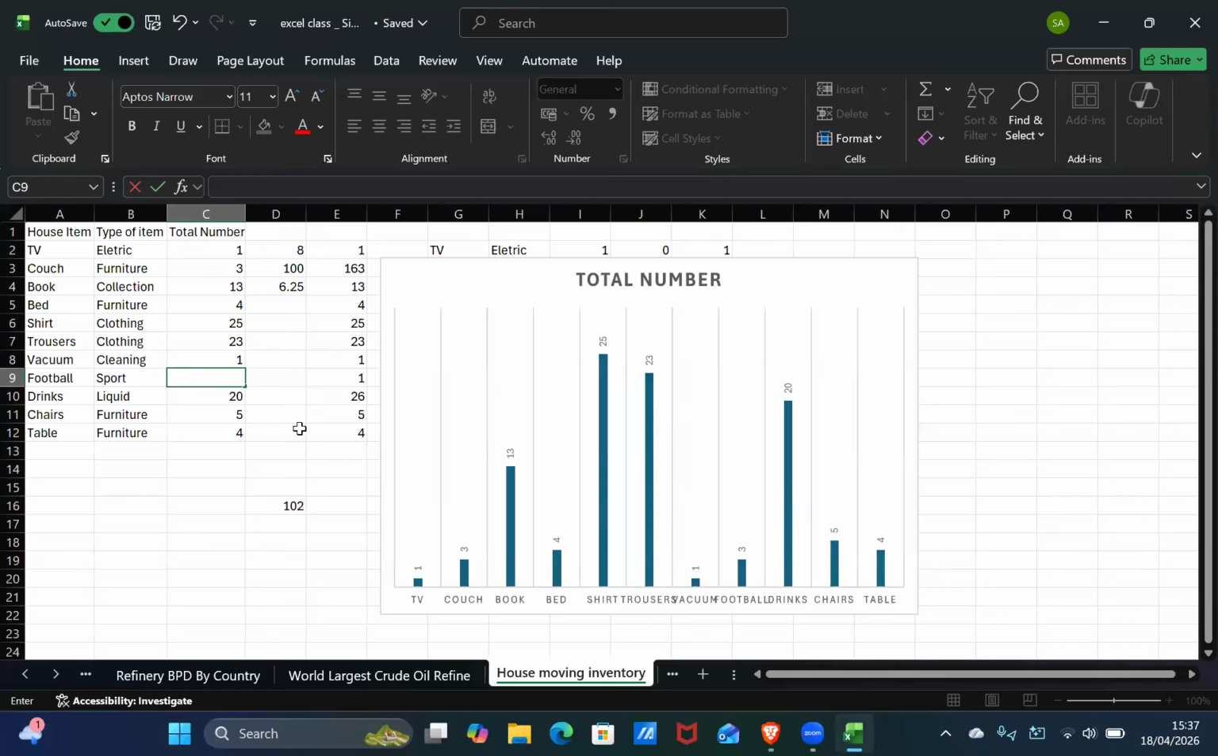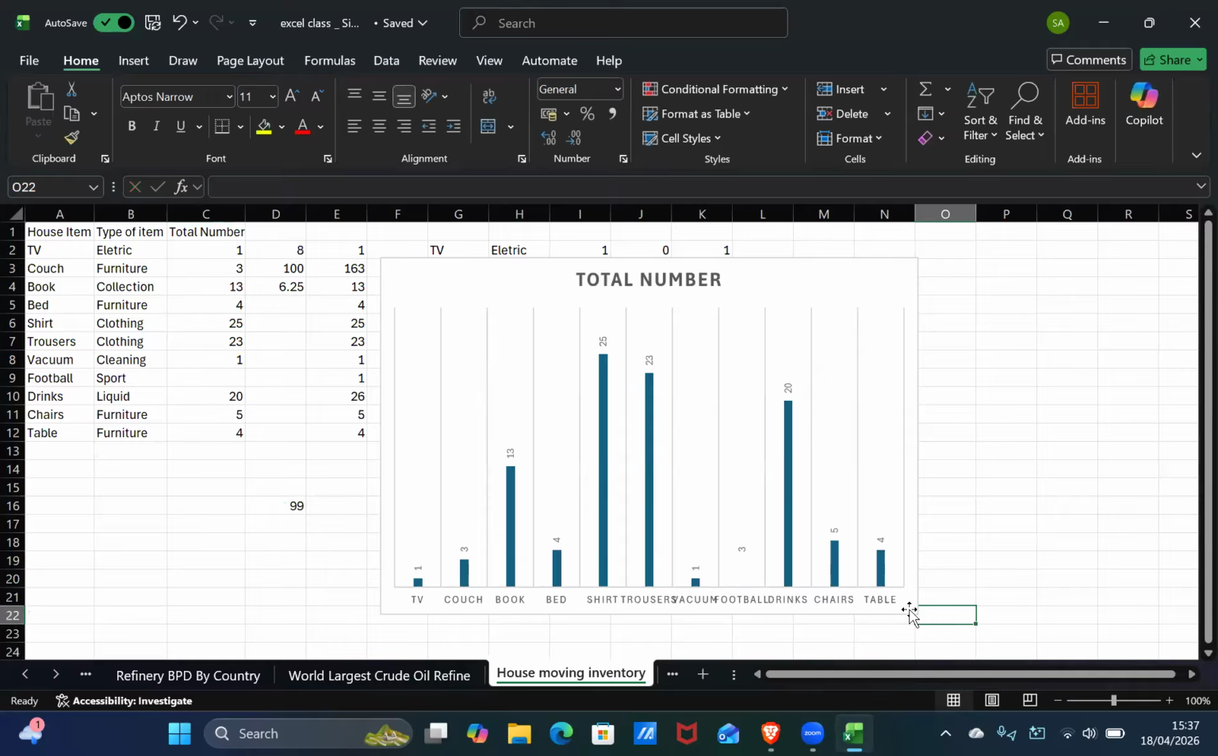Now, if you notice something, look at the x-axis of your bar. You know where the x-axis is? Isn't it this one? Yes, that side, yes. So can you stretch it, because it looks like some of them are overlapping each other.